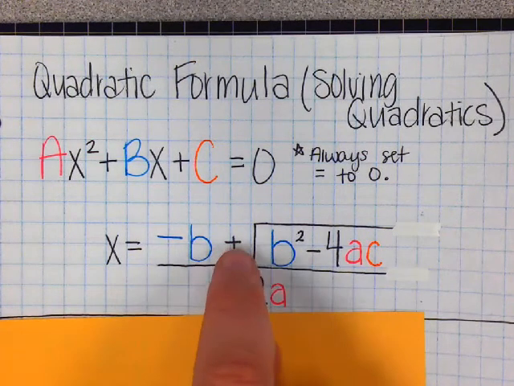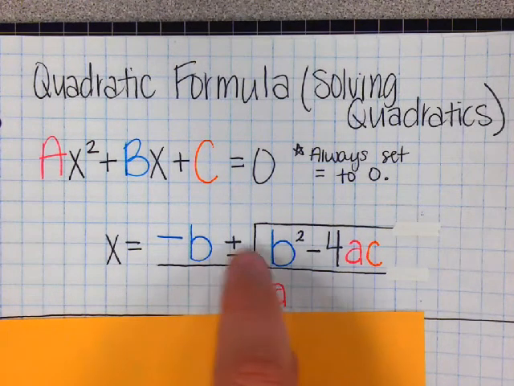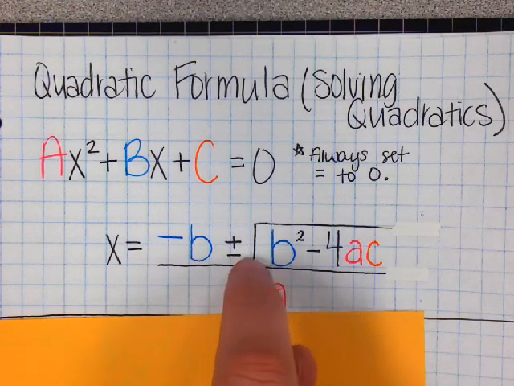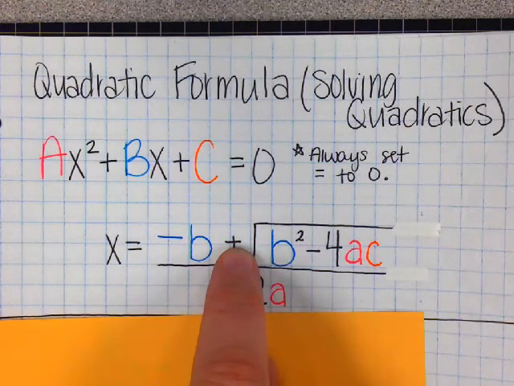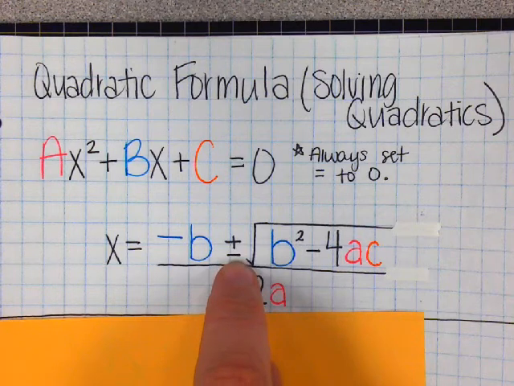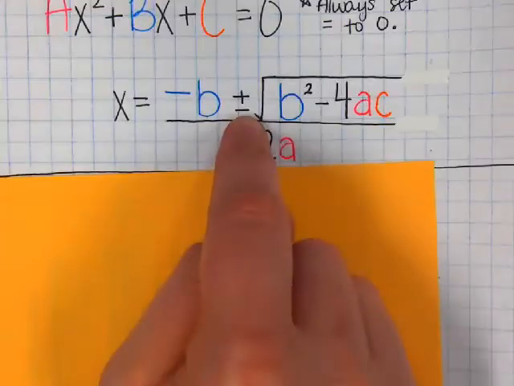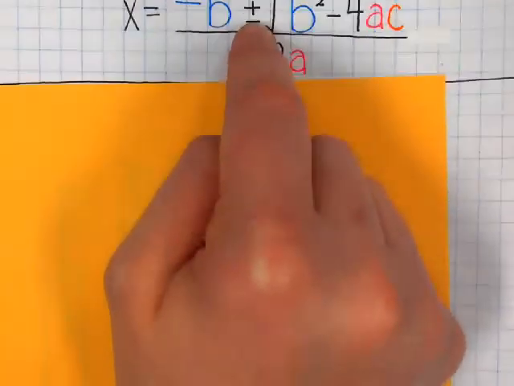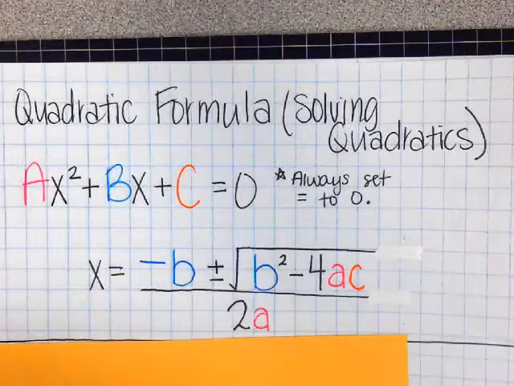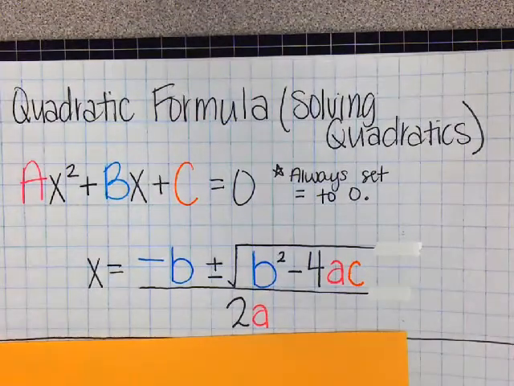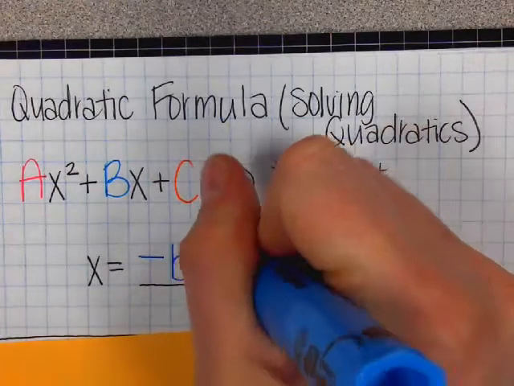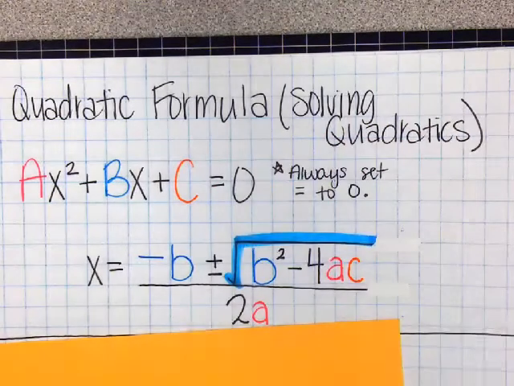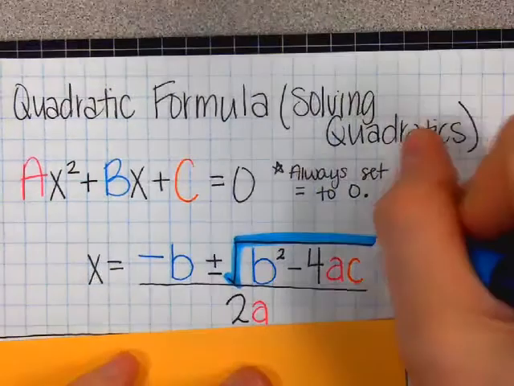So remember that plus and minus just reminds you that when you take the square root of whatever number, you have to write it both as a positive number and as a negative number, because quadratics can always have two solutions. Now, the stuff that's underneath this square root right here is called a discriminant.